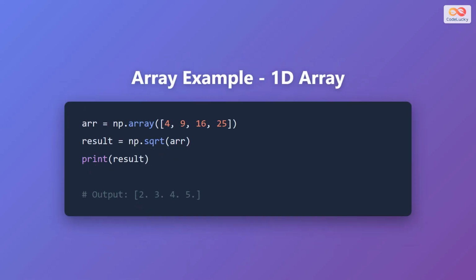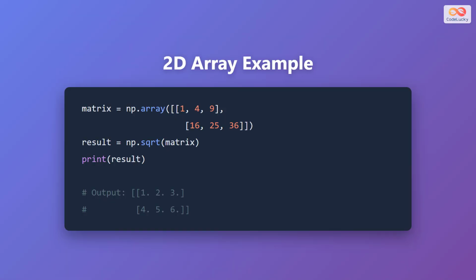Now let's see how this works with a one-dimensional array. We create an array containing the values 4, 9, 16, and 25. When we pass this array to np.sqrt, it calculates the square root of each element independently. The result is a new array containing 2, 3, 4, and 5, all as floating point numbers. This element-wise operation is what makes NumPy so powerful for array computations.